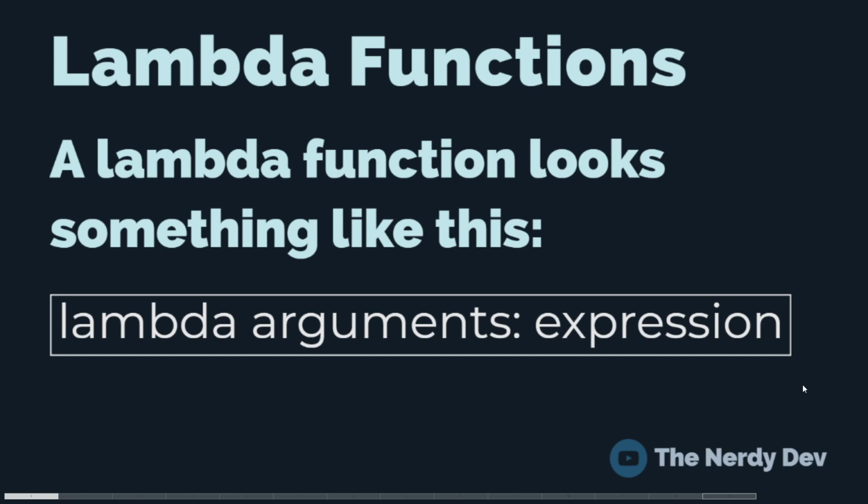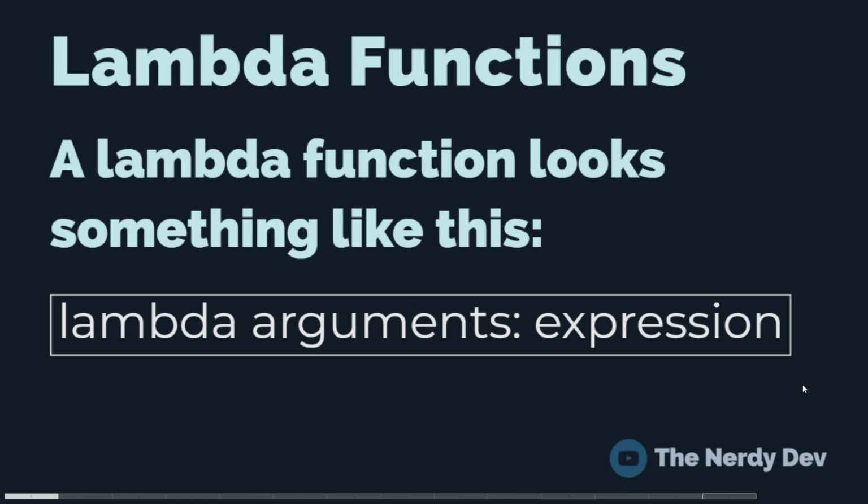So let us see the syntax for a Lambda function. A Lambda function looks something like this. It uses the Lambda keyword, then any number of arguments, and finally right after the colon an expression which is evaluated to some consolidated value and returned as the result. So now we know what a Lambda function is.